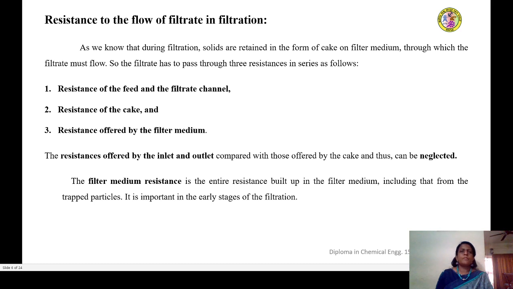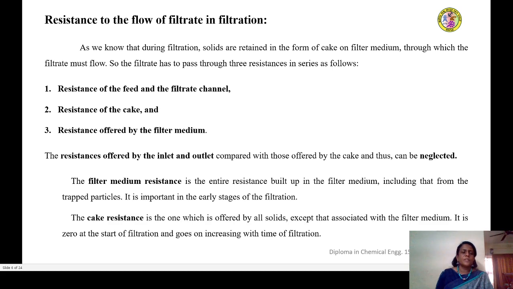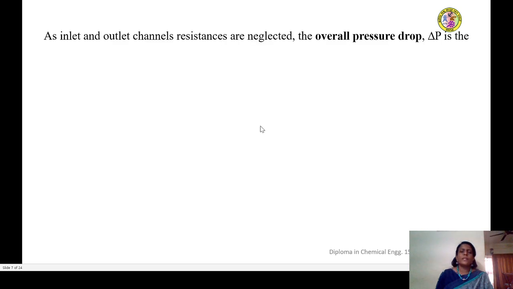So the resistance offered by the filter medium means the resistance offered by the entrapped particles and the filter medium together. Then the resistance offered by the cake is the resistance offered by all the deposited solids in the cake except the solids that are already entrapped in the filter medium. That gives the resistance offered by the cake. Now let us see how we can estimate the pressure drop across the filter medium. The overall pressure drop, that is the difference in pressure between the upstream side and the downstream side of the filter medium, is denoted by delta P.